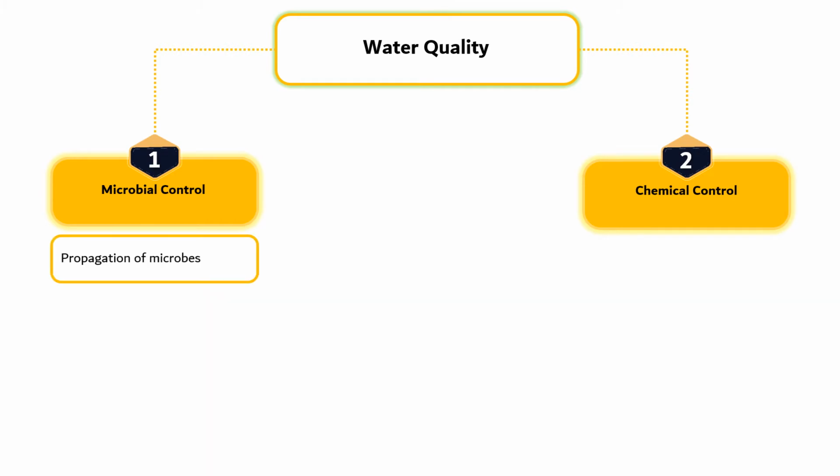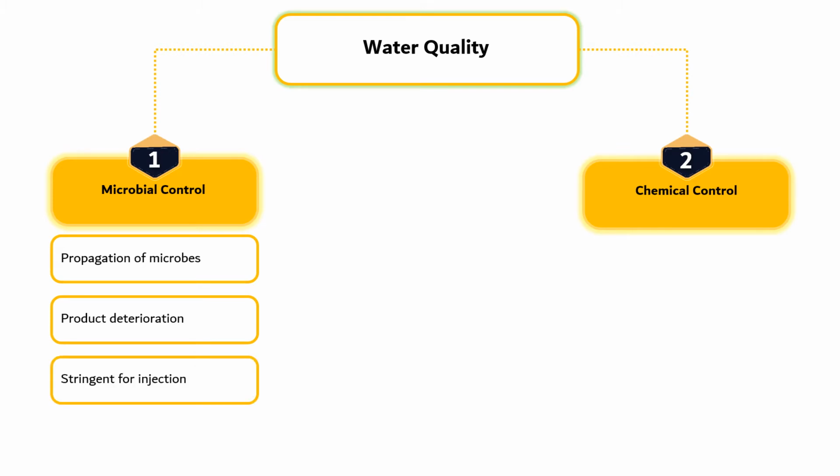Microorganisms can easily propagate once in contact with the generally organic-rich process stream and can cause product deterioration. Microbial control must be especially stringent if the product is to be injected. Hence, all pyrogens have to be removed, or otherwise they may cause fever when injected into humans and animals.